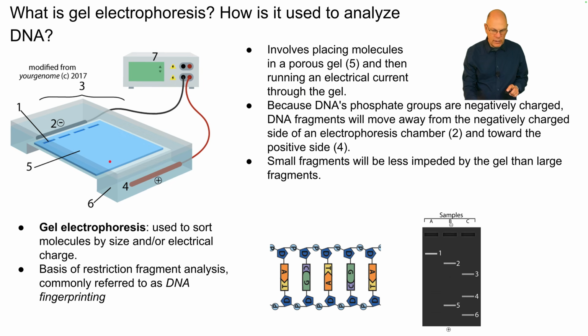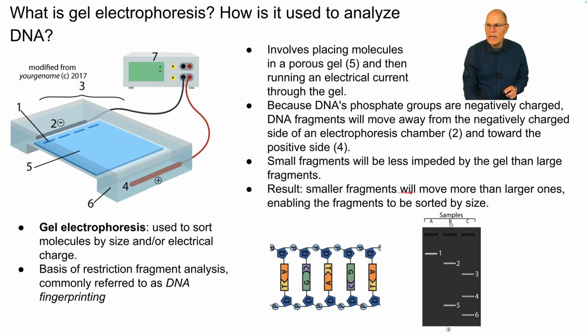The small fragments will be impeded by the gel less than the large fragments. So over time, the smaller fragments will move more than the larger fragments, enabling the fragments to be sorted by size. By the end of the process, you'd have here DNA with one large fragment, here DNA with 2 fragments, and here DNA that's been cut into 3 fragments. How would it be cut? By restriction enzymes. So you use a combination of these techniques to get results like this as you're analyzing DNA.